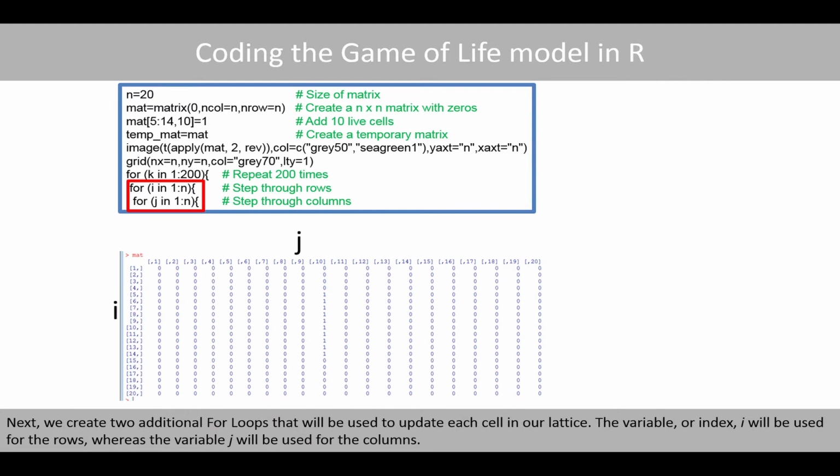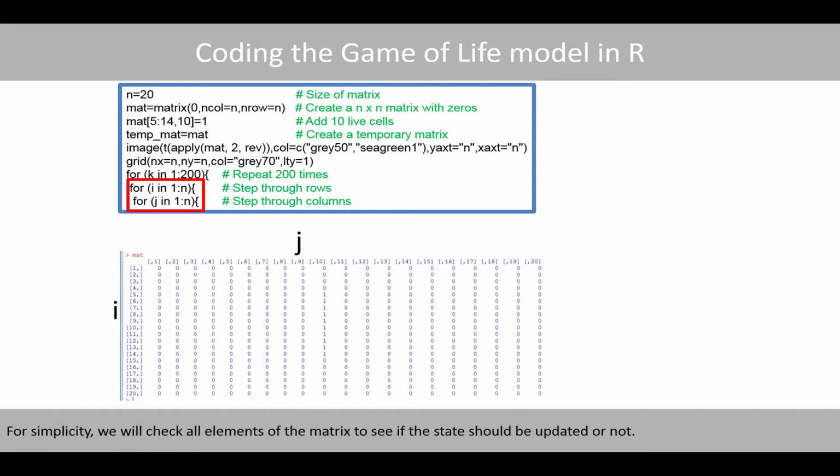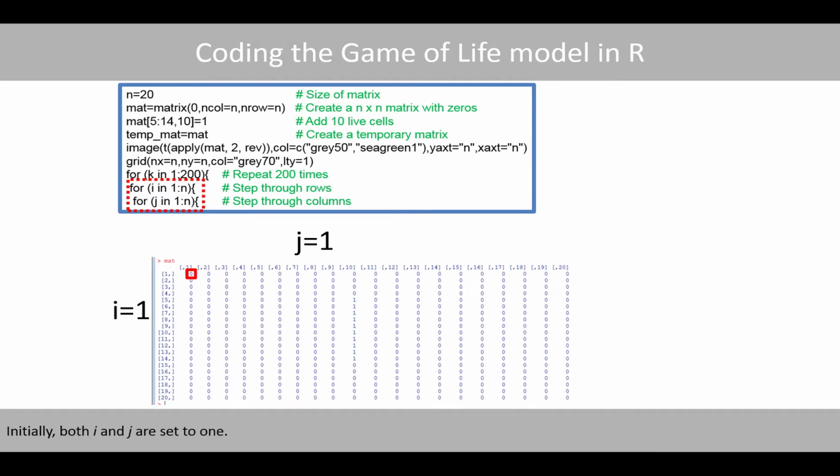Next, we create 2 additional for loops that will be used to update each cell in our lattice. The variable or index i will be used for the rows, whereas the variable j will be used for the columns. For example, if i is equal to 10 and j is equal to 5, this means that we are currently looking in the element on the 10th row in the 5th column. For simplicity, we'll check all elements of the matrix to see if the state should be updated or not. Initially, both i and j are set to 1.